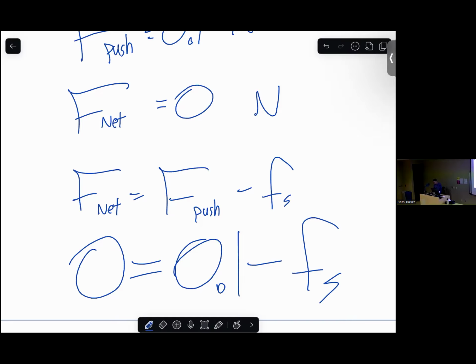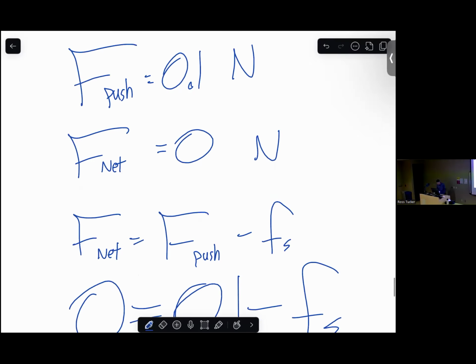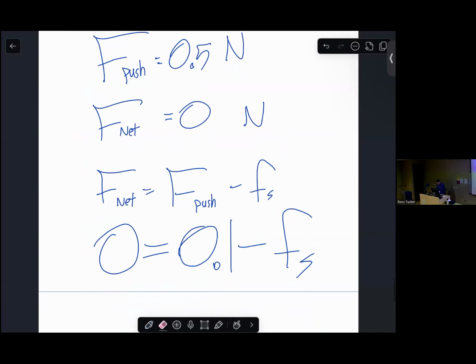That's more like it. Most people have concluded that if there is no net force and I am pushing with 0.5 newtons, the only solution to the equation 0.5 minus something equals 0 is that Fs must be 0.5 newtons.